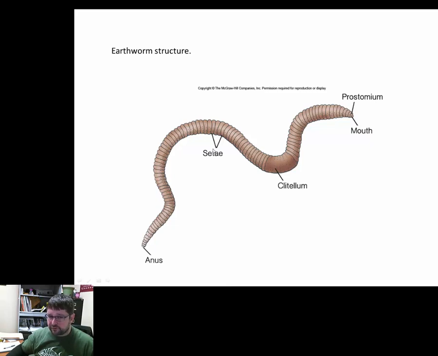Most of you have probably felt setae before. If you run your hand in the reverse direction from the posterior to the anterior side, you'll feel the setae. The setae are actually pointed towards the posterior end, so you'll feel a roughness or pokiness to the organism as you run your hand the opposite direction. If you run it in this direction, anterior to posterior, it should be smooth, but the opposite direction is kind of rough.